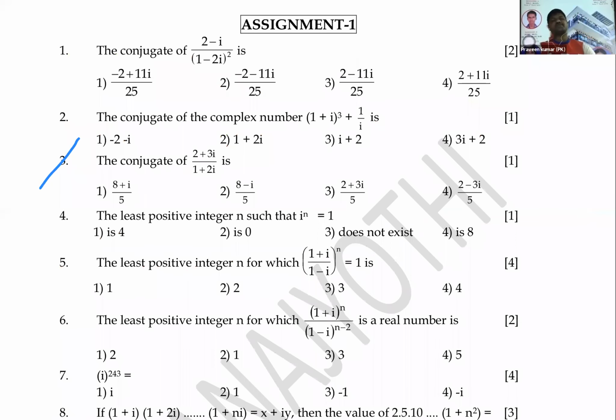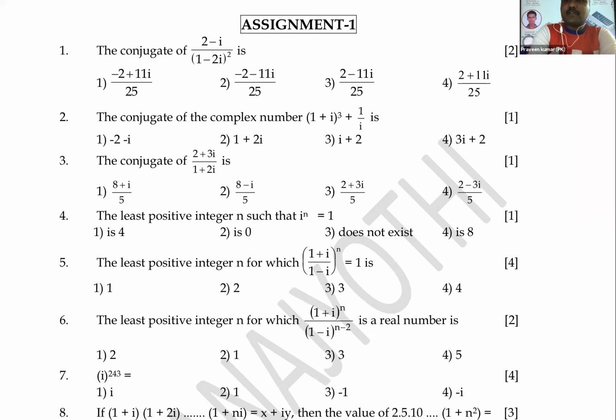Question number 3 also asks for the conjugate: 2 plus 3i by 1 plus 2i. The given expression is not in the form a plus ib, so we can convert it by rationalizing the denominator. Multiply and divide by 1 minus 2i.